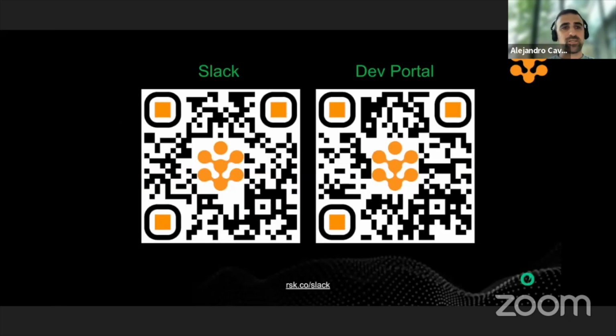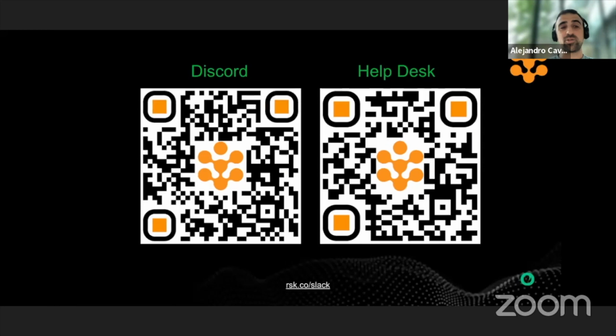Again, we will share this, but here is the QR to the Open Slack. This is a place where you can find all the developers from Rootstock. We can share or discuss technical stuff there. The developer portal, Discord. Discord is, I would say, more general. It's for the general community, not only technological people, but you can also go to Discord and ask there, and you will get your answers as well. And the help desk is also useful.